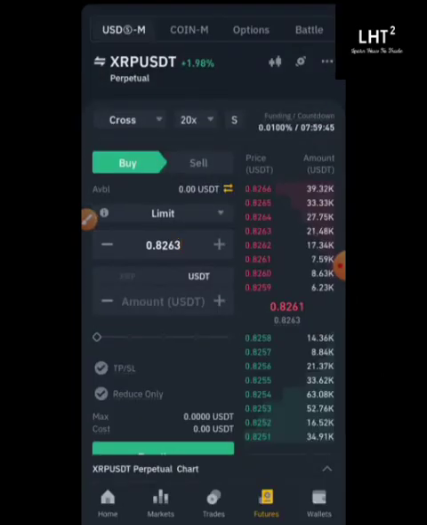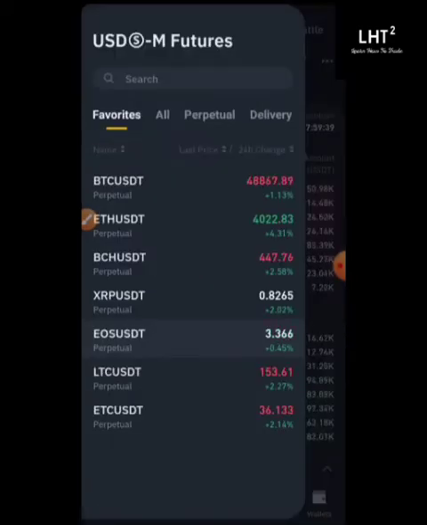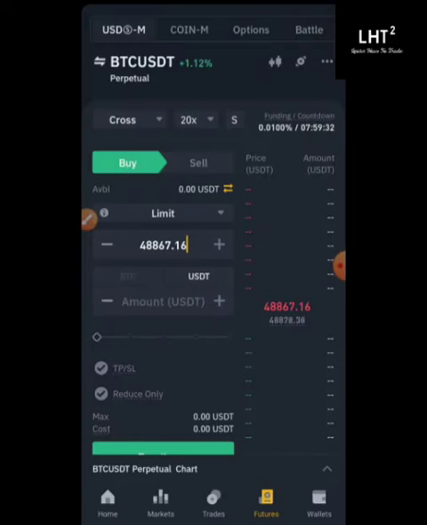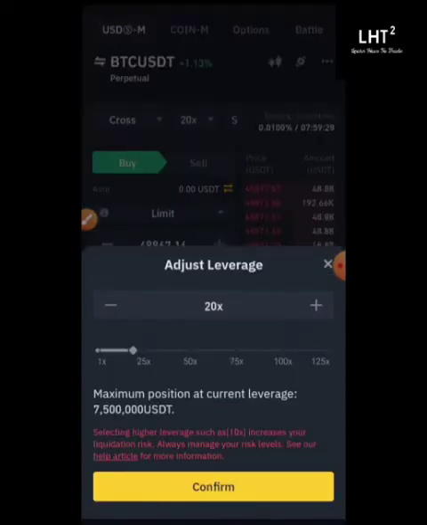125x is the highest I've actually seen in all my trades. Actually, I don't really trade much. I trade coins that I know. But I believe this is the highest on Binance futures. 125 is the highest on Binance futures. So I'm just going to use BTC since it has 125x.